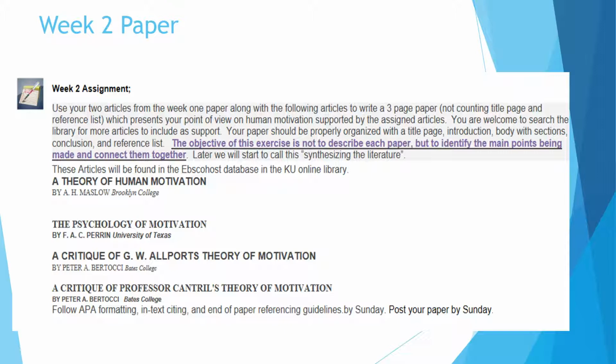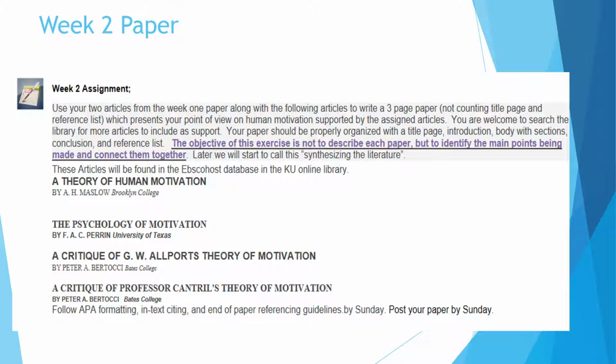Now, the objective of this paper isn't to simply say, well, Maslow said this, and then go to another section and say Perrin said this, and then say Bertacci said this, and then he said this. The idea isn't simply to tell me what was in the articles, but it's to read the articles and begin to think of them as all contributing different perspectives on a particular subject. And as a doctoral student, what you have to be able to do is start to look for comparisons. Are they similar? Are they looking at things the same way? Are they looking at things differently? In which ways?